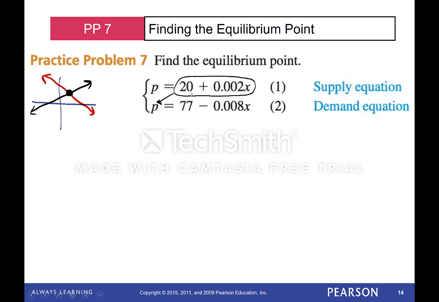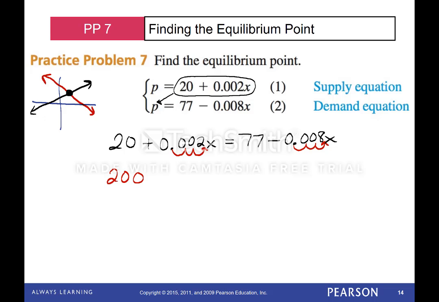Since they're both solved for P, I'm going to take that value, which is 20 plus 0.002x, and set it equal to the bottom equation here. All right, if you want to deal with negatives or decimal places, that's fine. I don't like them. So I need to move the decimal 1, 2, 3 times in order to make this an integer value. So technically I'm going to multiply everything by 1,000. So 20 now becomes 20,000. This becomes 2x as planned. 77 now becomes 77,000. This becomes 8x.